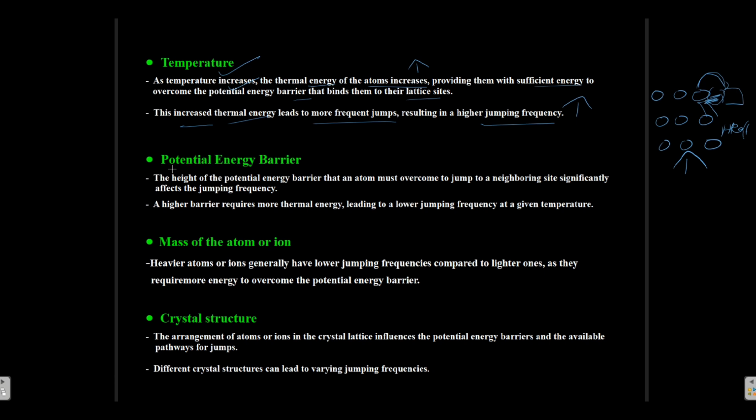Now, the other factor is potential energy barrier. So how does potential energy barrier affect the jumping frequency? Look here. We already know the concept of energy profile diagram. So let me draw an energy profile diagram like this, and we usually see an energy profile diagram like this. This is the activation energy, or the energy required for the reactant to convert into the product, and this is called the intermediate condition, right?